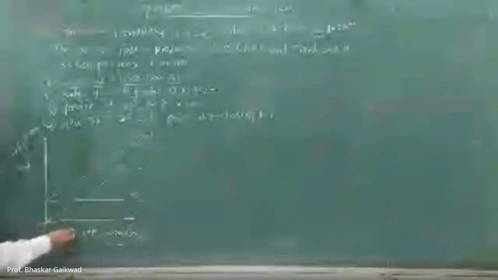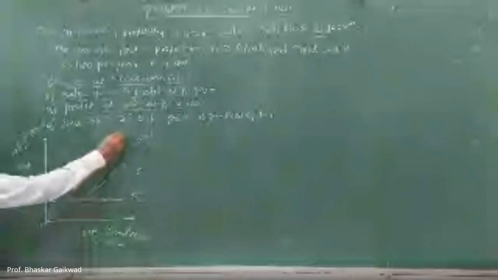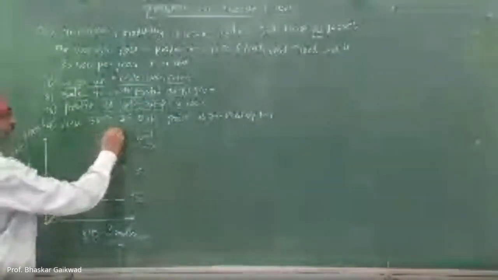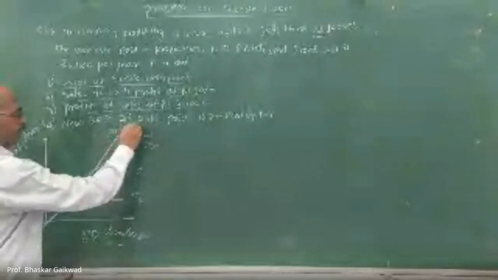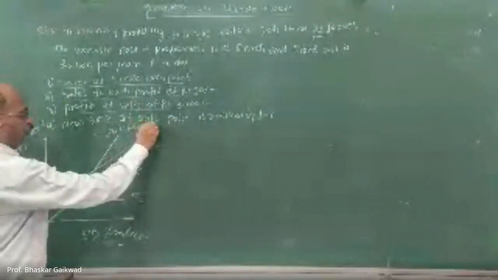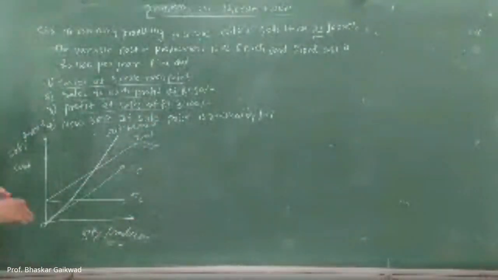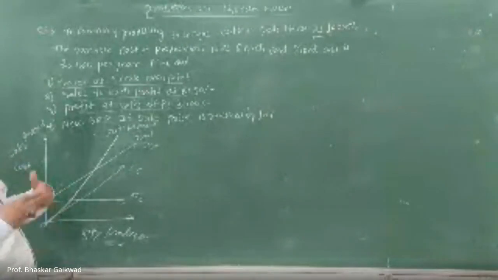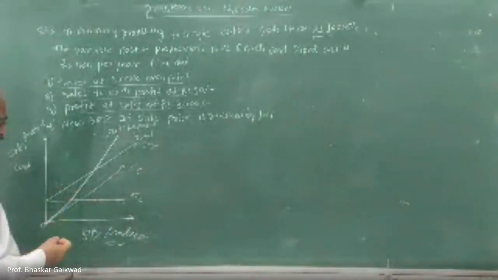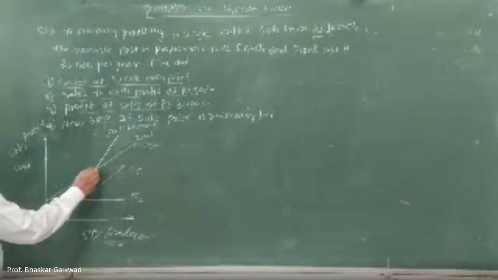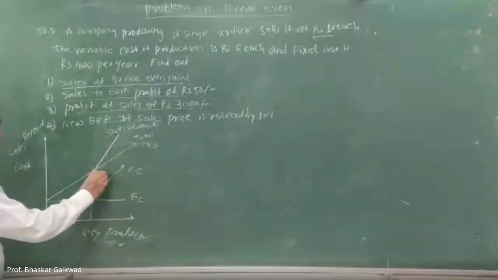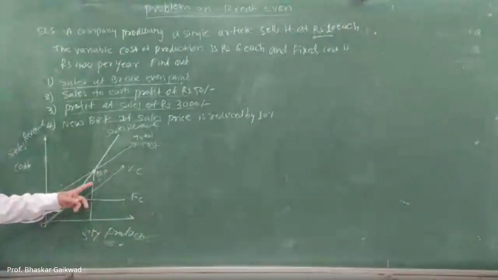Once production quantity increases, your sales also increase. So this is the sales revenue. Sales revenue means whatever amount you get after selling. Now this point of intersection is called the break-even point.